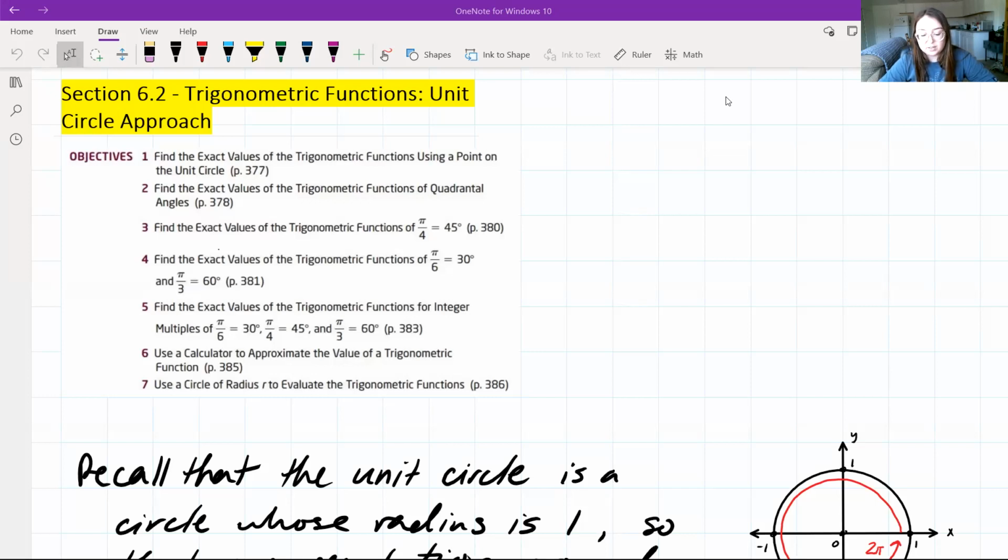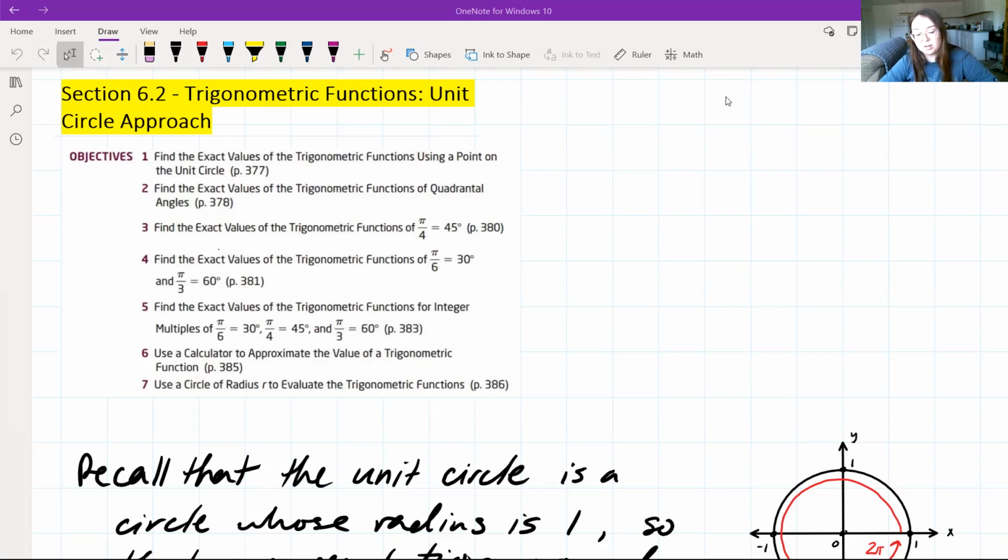3, find the exact values of the trigonometric functions of pi over 4, which is equal to 45 degrees. Number 4, find the exact values of the trigonometric functions of pi over 6, which is 30 degrees, and pi over 3, which is 60 degrees. Number 5, find the exact values of the trigonometric functions for integer multiples of pi over 6, pi over 4, and pi over 3. And number 6, use a calculator to approximate the value of a trigonometric function. Number 7, use a circle of radius r to evaluate the trigonometric functions.